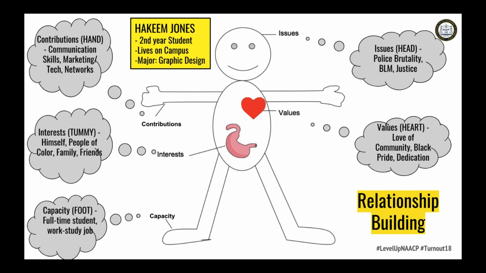Then to his interests, the tummy. What is at stake for this person? What is at stake that this person has an issue about, something with relationships, anything in that nature? This person's interests are themselves, people of color, family, and friends. So now you add the issues, the values, the interests, and the contributions, and now we need to get to the capacity so we can get to the commitment.